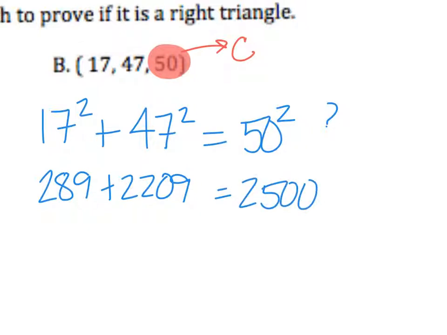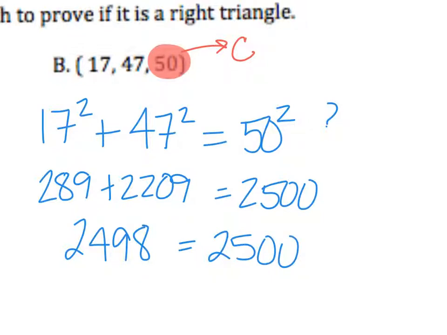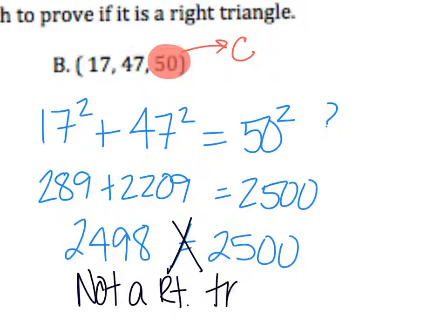All right, so I'm going to add up 289 plus 2,209, and I'm going to get 2,498. Now, 2,498 is not the same as 2,500, so because they don't equal each other, this is not a right triangle. RT is an abbreviation for right, so you can use that if you're writing an explanation. So it's not a right triangle because a squared plus b squared does not equal c squared. This could be a triangle, it's just not necessarily a right triangle.